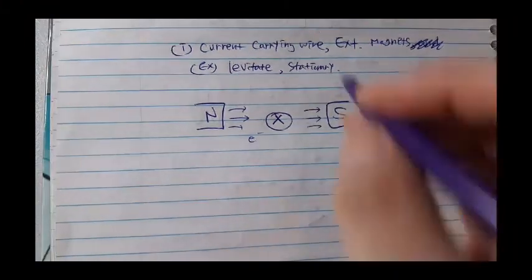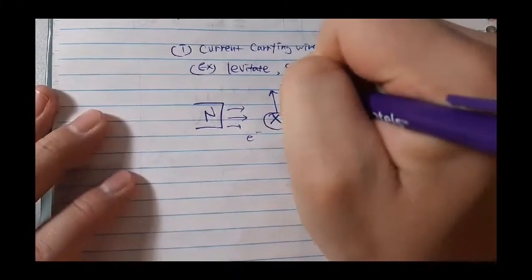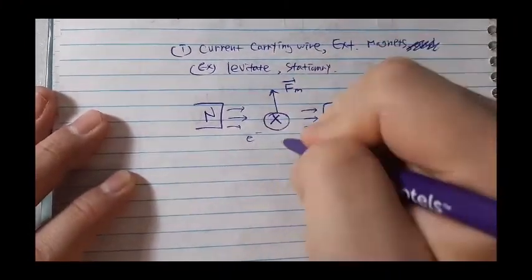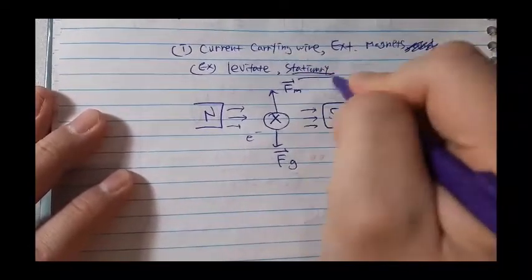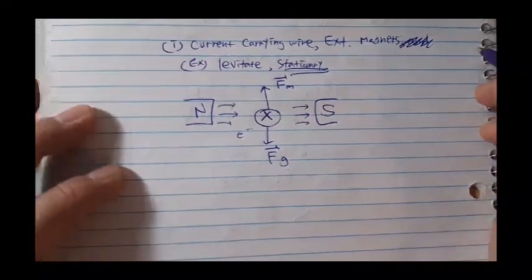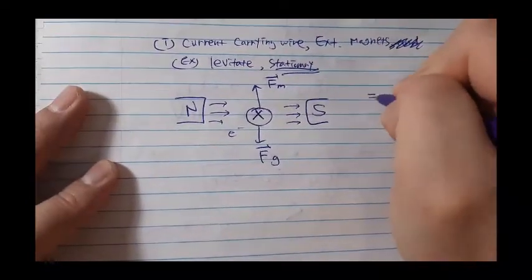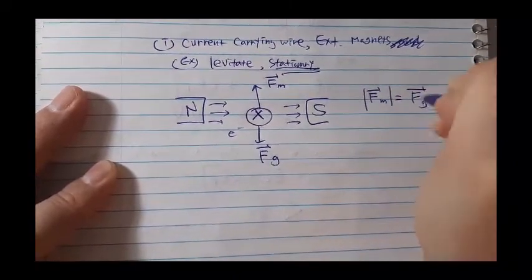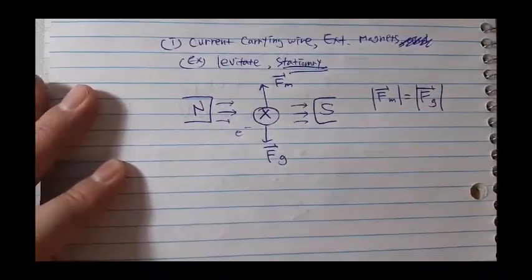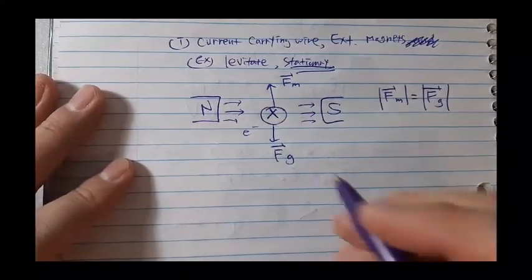So here's what you need to understand. My magnetic force goes up, but my gravitational force is going down. So if it's stationary, or levitating, being stationary, that means my magnetic force should be balanced with my gravitational force. So you can have those relationships.